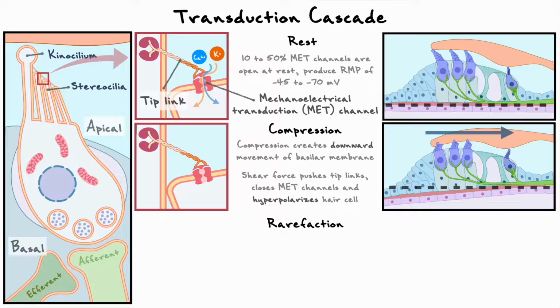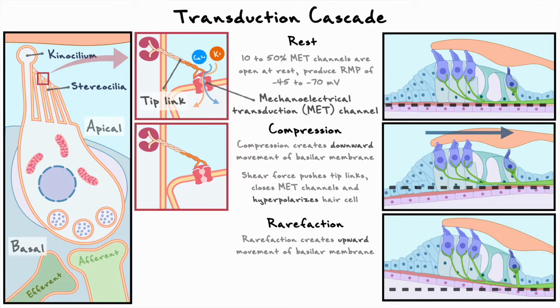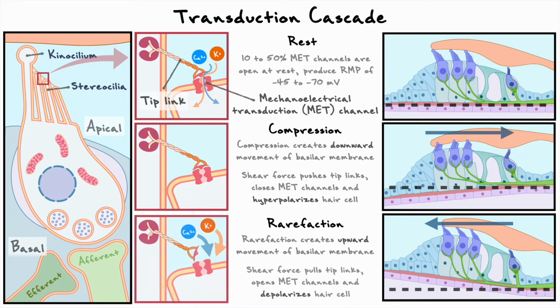On the other hand, a rarefaction moves the basilar membrane up and creates a shear force towards the tallest stereocilia. As you can imagine, this opposite movement pulls the tip links and opens the MET channels. With a bigger opening, more calcium and more potassium can enter the cell to depolarize it. So, as you can see, sounds, which again are made out of alternating compressions and rarefactions, will alternatively depolarize and hyperpolarize the cell. This is how the cochlea will be able to track frequency, but we'll come back to that element later.